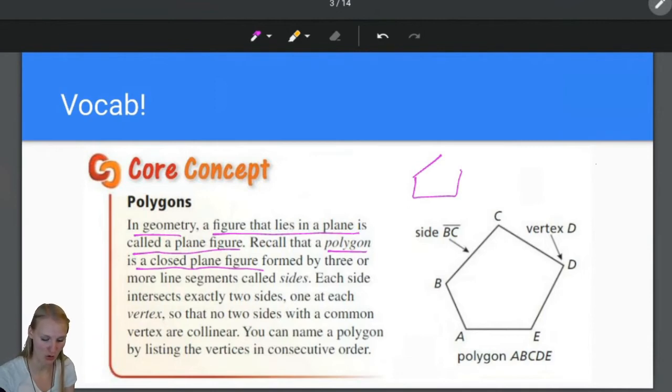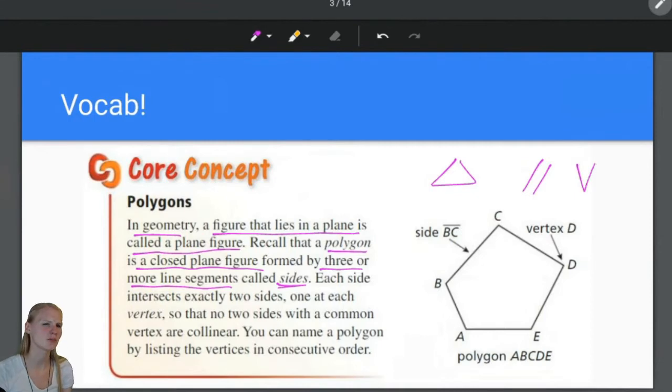So it needs to be closed, and it must be formed by 3 or more line segments, which we call sides. So you have to have 3 because I can't make a shape with only 2 sides. In non-Euclidean geometry, which you will learn about in college if you do more math, there is a 2-sided shape, where those are straight lines, and it's called a lune. That's separate. If you want to learn about lunes in non-Euclidean geometry, keep studying math.